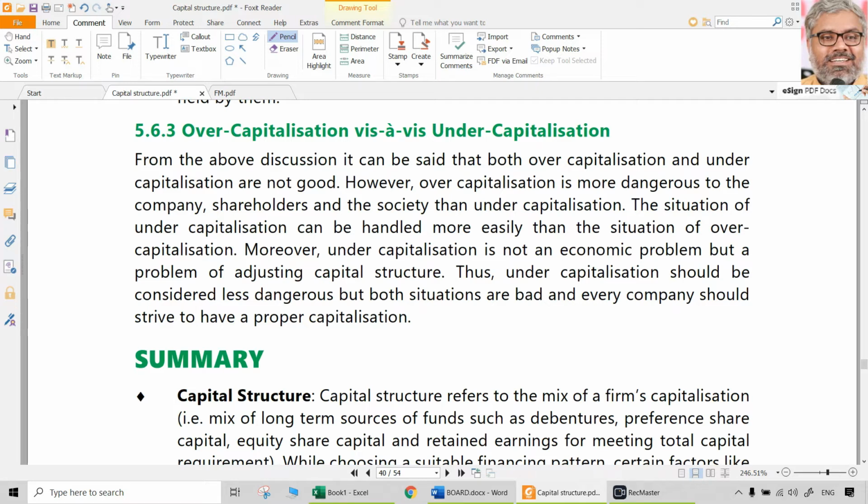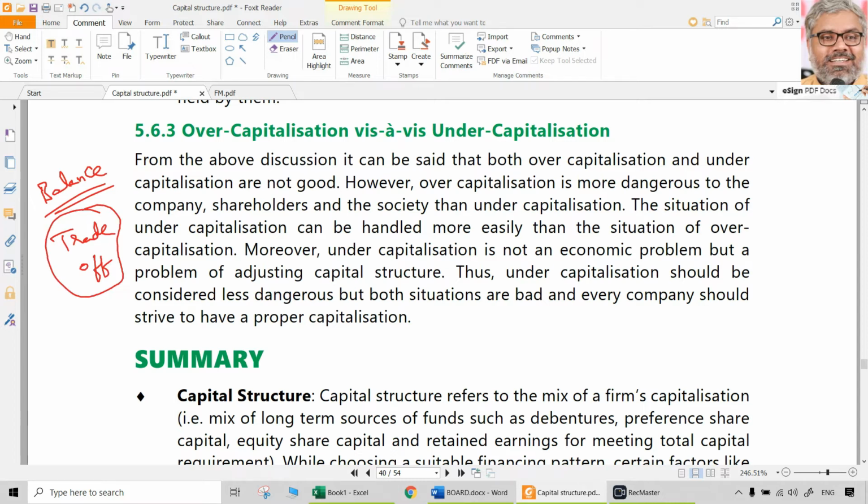What is the best capital structure? Obviously, somewhere in the middle. It means a balanced capitalization is required. A balance is required. Always in financial management, that is the objective: to keep a balance, a trade-off between two extremes. Both extremes will always be dangerous. There has to be a trade-off between both extremes.